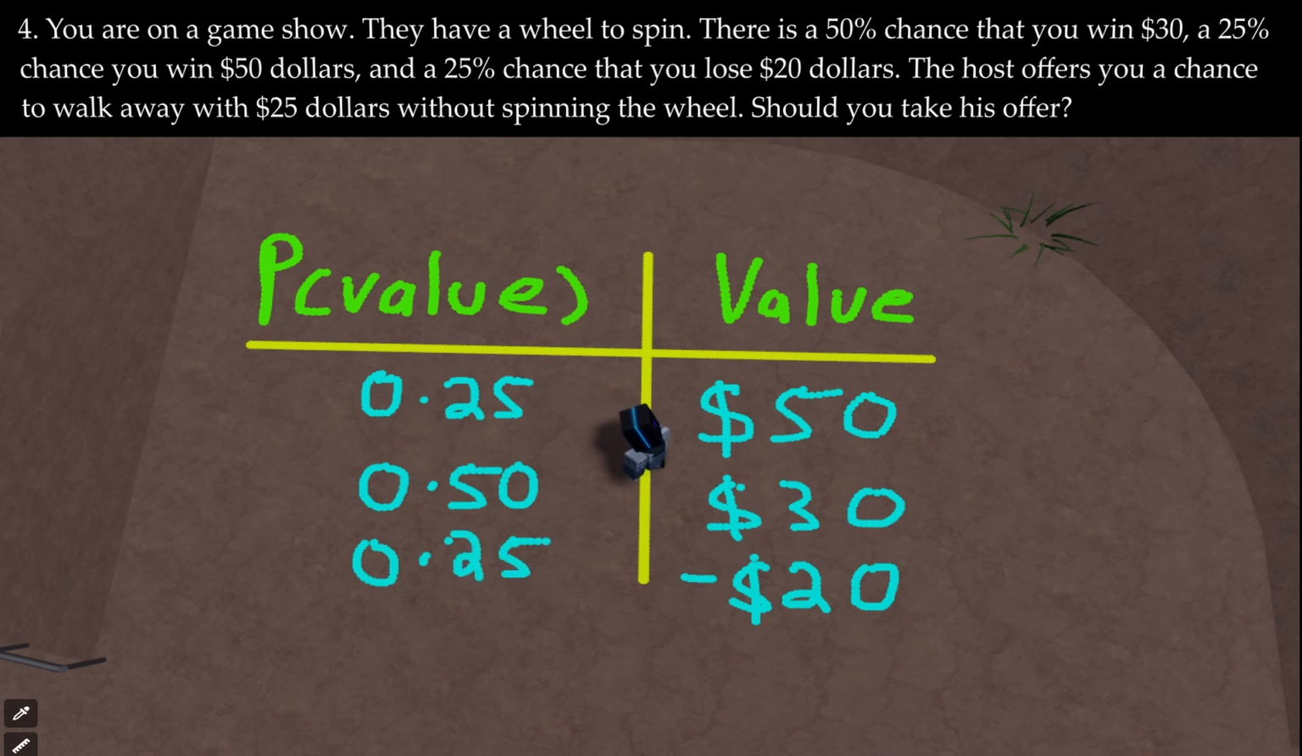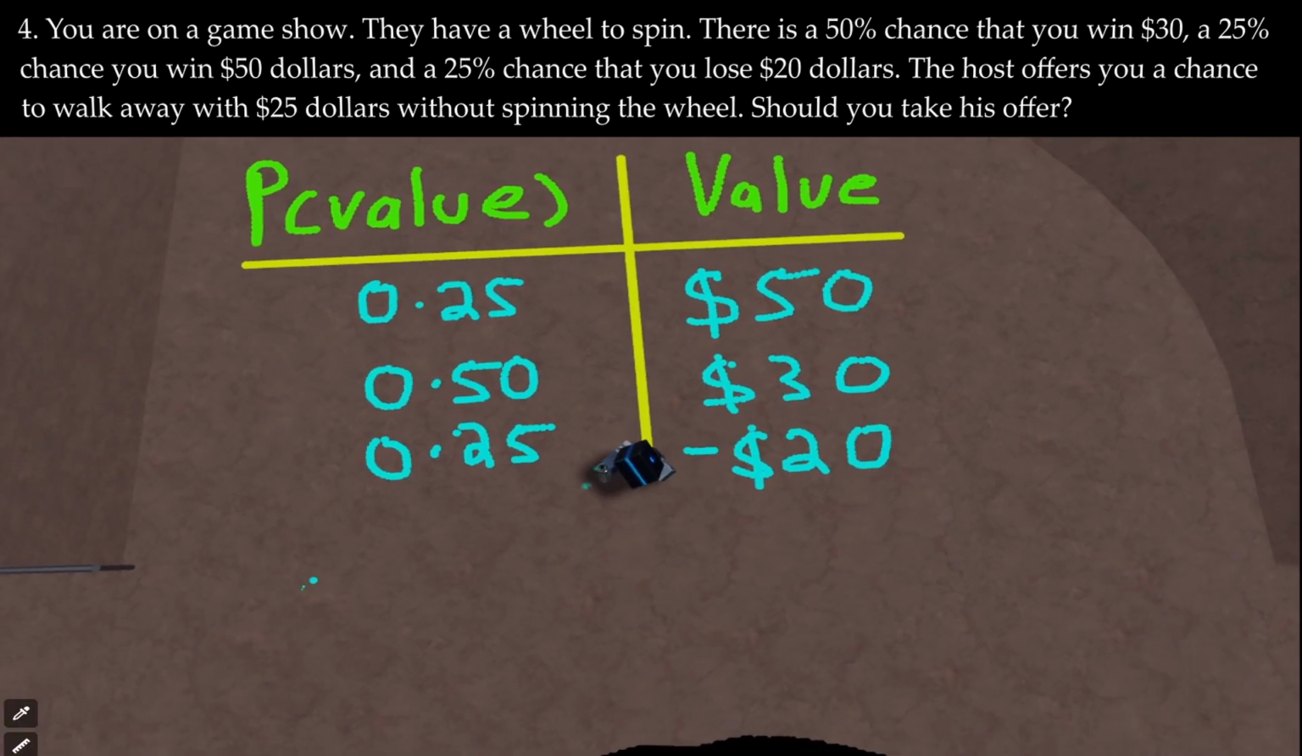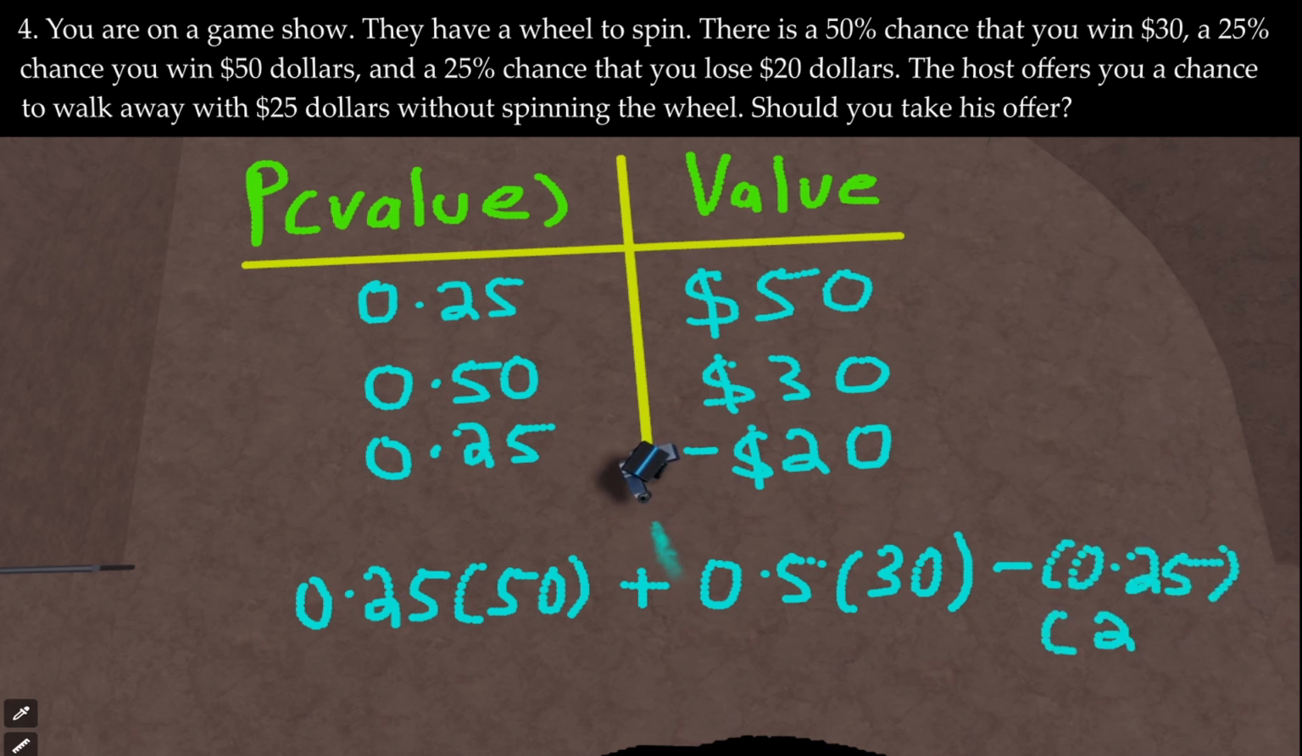Now all you do is multiply the value by the probability and add that up for every single value and probability. So let me go down here and do that. So we have 0.25 times 50, plus 0.5 times 30. And then we're going to have minus 0.25 times 20. I put the minus sign on the outside right over there.